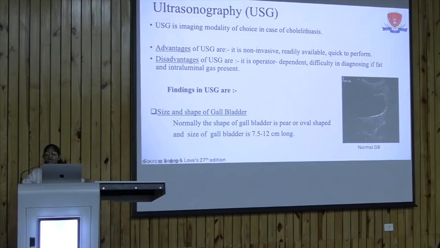Findings in the USG: size and shape of the gallbladder. Usually, the gallbladder is pear-shaped with a size of 7.5 to 12 centimeters long. This is a normal gallbladder image.